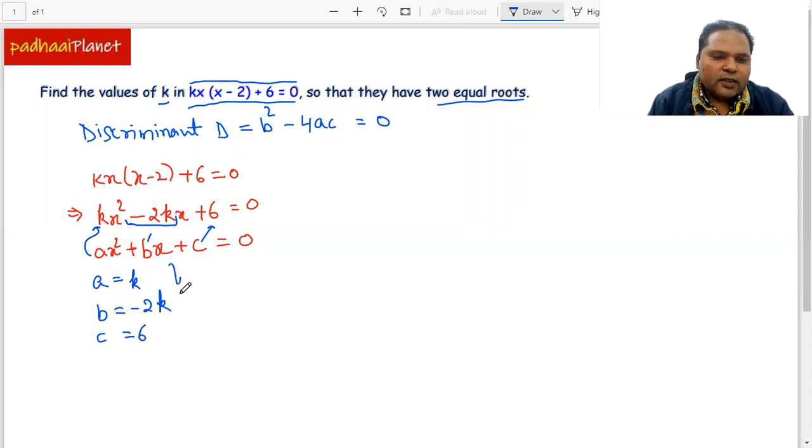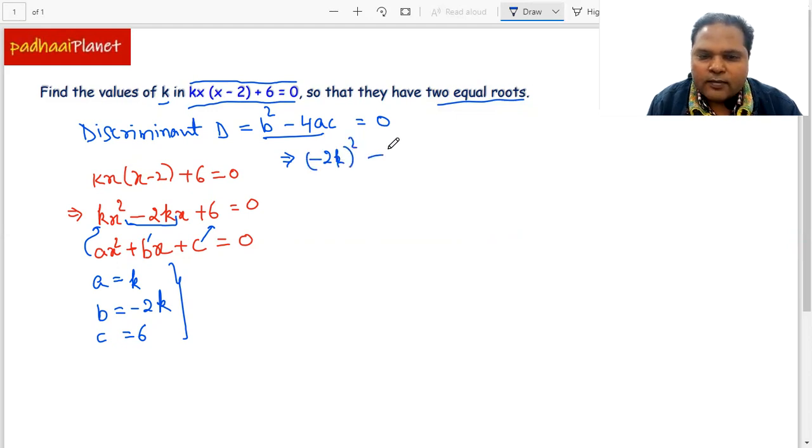Now having said that, we have got these three values, let's put all of them into this formula, and we will then start finding the value of k. So it's like b square minus 4ac. So b square means negative 2k whole square, minus 4 multiplied by a, that's k, and multiplied by c, that's 6. Whole of it is equal to 0. Now this becomes 4k square minus 24k, right? So that's equal to 0.